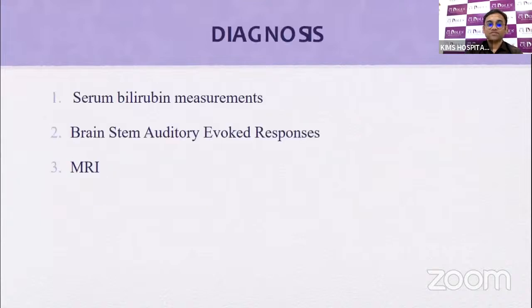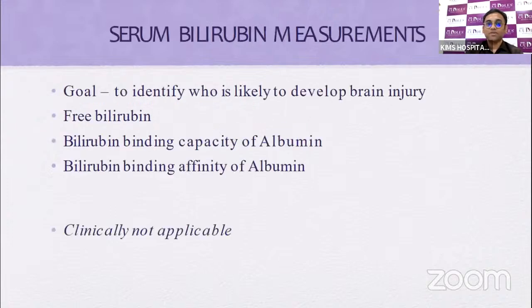Coming to diagnosis, one thing is we have to measure serum bilirubin, another is a BAER, and the third is an MRI. The bilirubin measurements should be done in any suspicion of BIND. However, it just helps us to identify the babies who are at high risk of developing brain injury. As we discussed, not only the high levels of bilirubin, we need the amount of free bilirubin and the ability of the albumin to bind it.